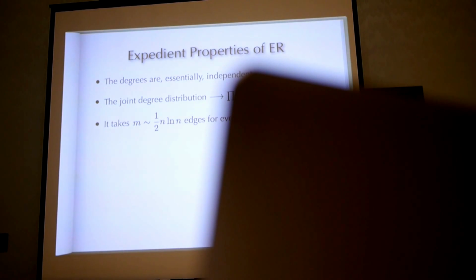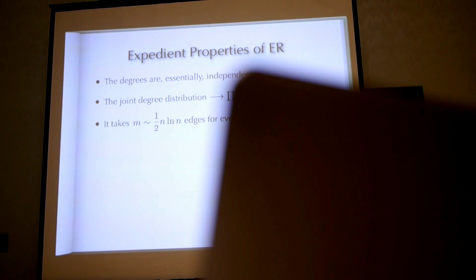And these Erdos-Renyi random graphs have all sorts of other mathematically expedient properties. The degrees of the vertices are essentially independent random variables. In fact, the joint degree distribution behaves like a product of independent Poissons, like a giant balls and bins experiment. Each edge you can think of as throwing 2 balls into n bins. That's basically what happens. We know that in balls and bins things Poissonize and everything is super nice.